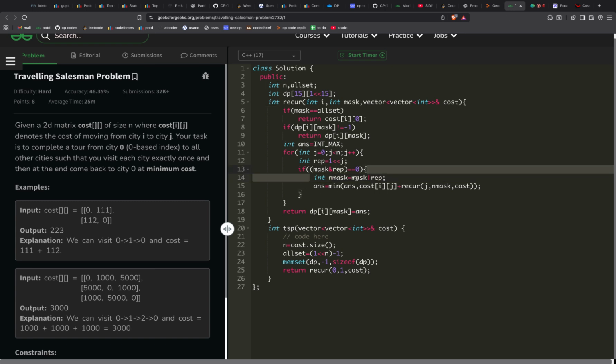As I said, we'll do backtracking. So answer equals the minimum of cost of going from I to j plus recursive of j comma new mask. And finally, in our DP we'll store the final answer and return it.